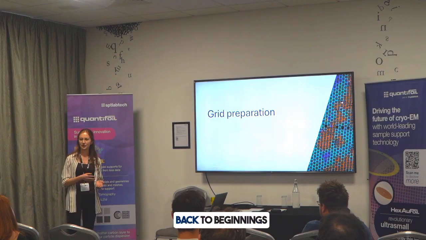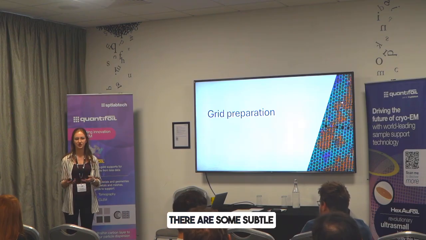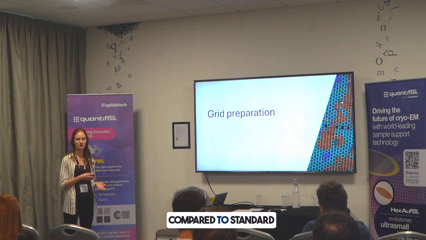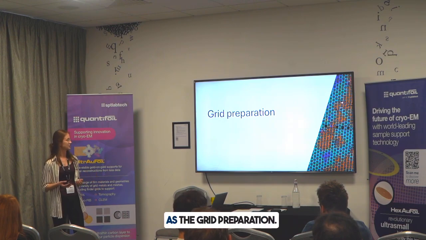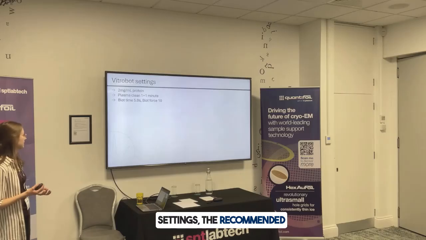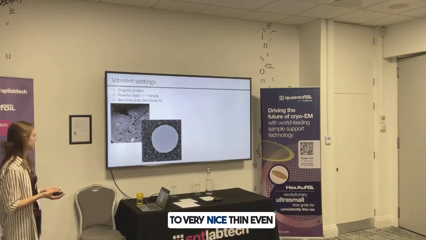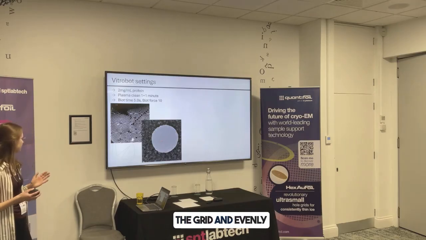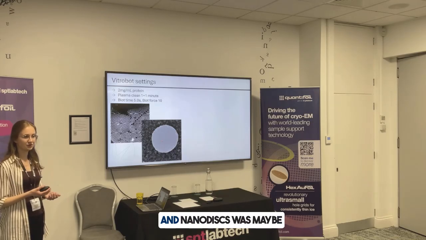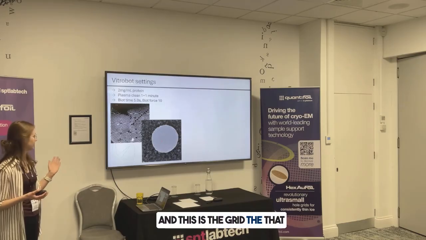When we go back to the beginning and look through the process needed to get to the structures, there are some subtle differences to be taken into consideration compared to standard Quantifoils, such as the grid preparation. In terms of Vitrobot settings, the recommended settings are blot time 5 and force 10, and that indeed led to very nice, thin, even ice throughout the grid and evenly distributed particles. At 2 mg per ml, my protein and nanodiscs were maybe a little bit too crowded in the holes, but very usable, and this is the grid that we got the structure from.